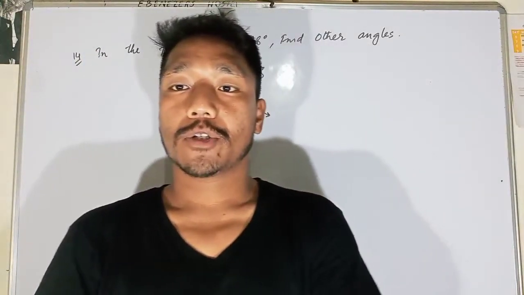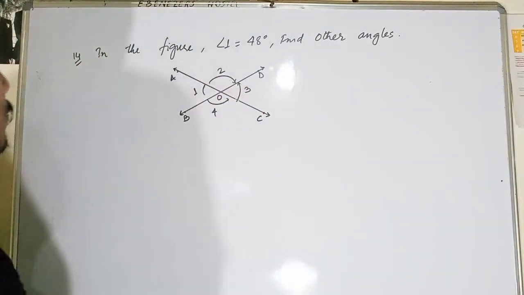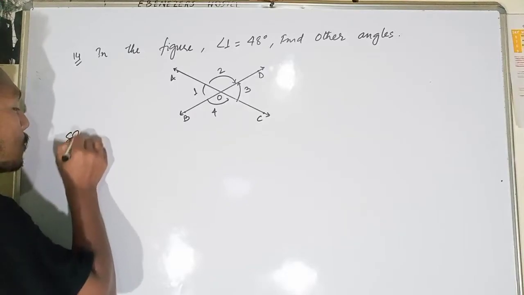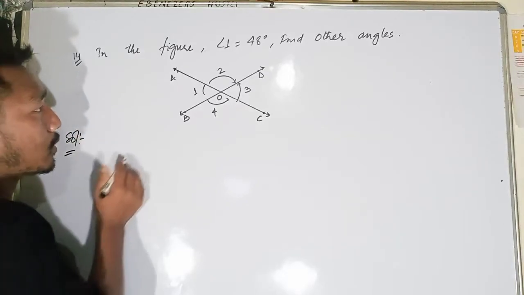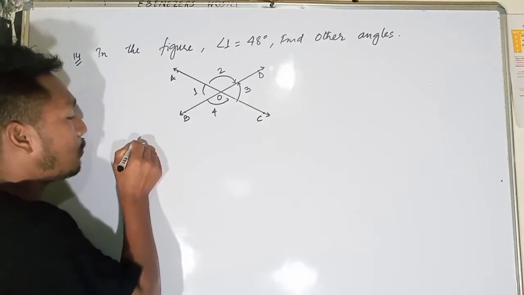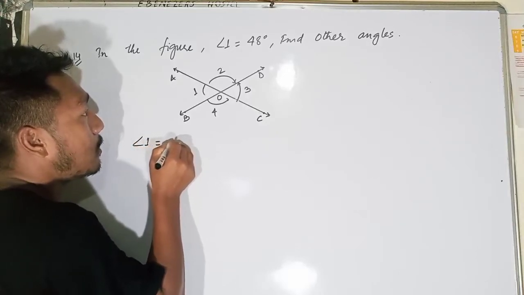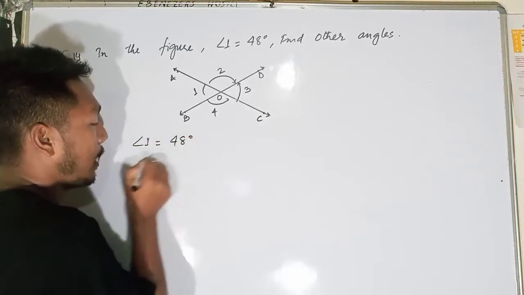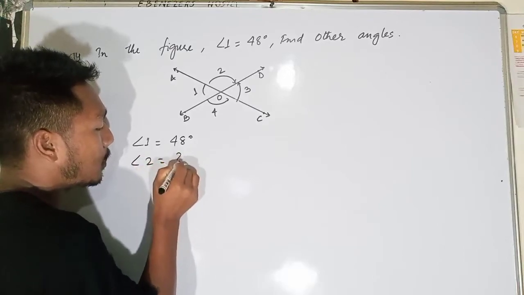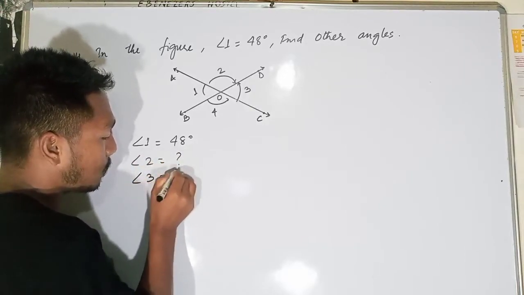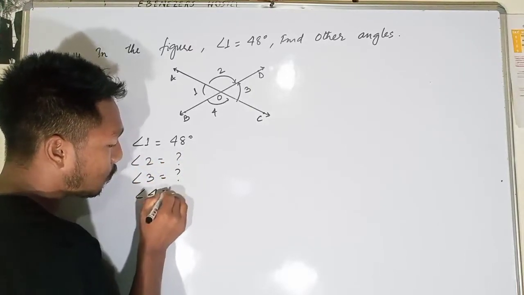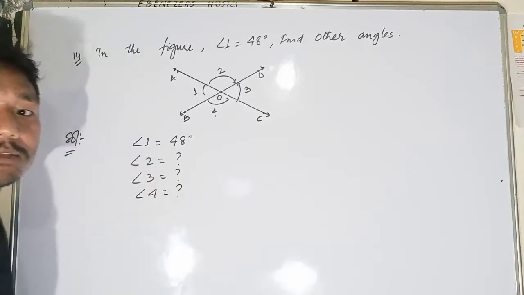So let's go to question number 14. This is the solution for question number 14. Here you see angle 1 is given as 48, and angle 2 is not given. Angle 3 is also not given, and angle 4 is also not given. So these are the three angles that are not given.